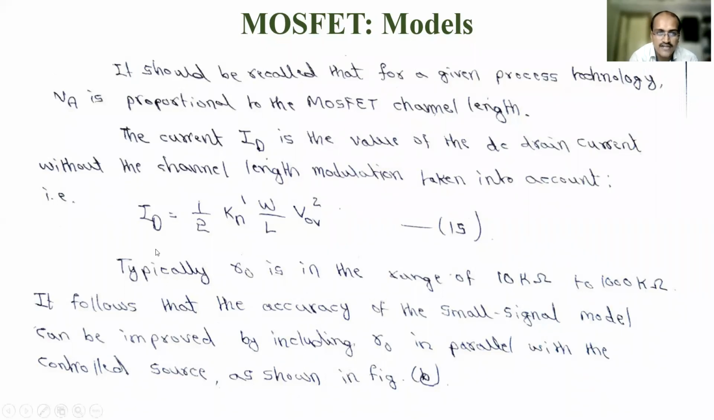In that case, what is the ID equation? We have done it many times, right? It is 1 by 2 Kn dash W by L VOV square, or VGS minus VT whole square. So this equation should always be with you when you are discussing MOSFET.